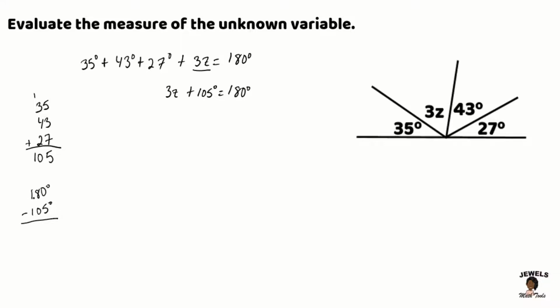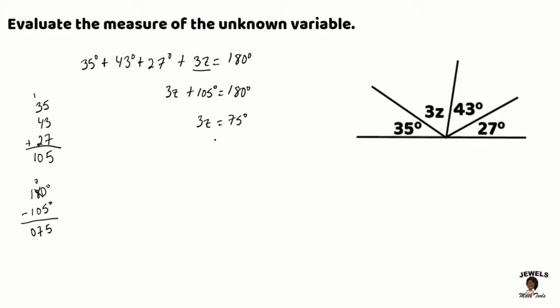So 0 can't subtract 5, we're going to borrow from our 8, making it 7. 10 subtract 5 will leave us with 5. 7 subtract 0 is 7, and 1 subtract 1 will give us 0. So we now have 3z equal to our 75 degrees.